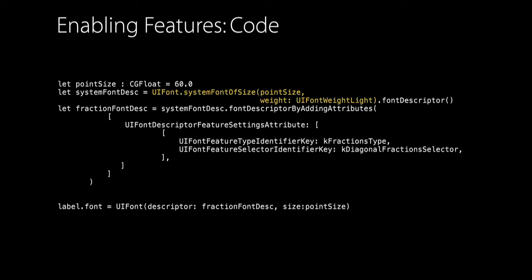So here I'm using the new system font of size weight API to get the lightweight. I can get a font descriptor out of it. Once I have that, I can actually modify it by adding attributes to it. And some of the attributes can be the features. I can turn on one feature at a time. I can turn it off. I can also do groups of features all together. And once I have that font descriptor, I can create another UI font out of it, or NS font.